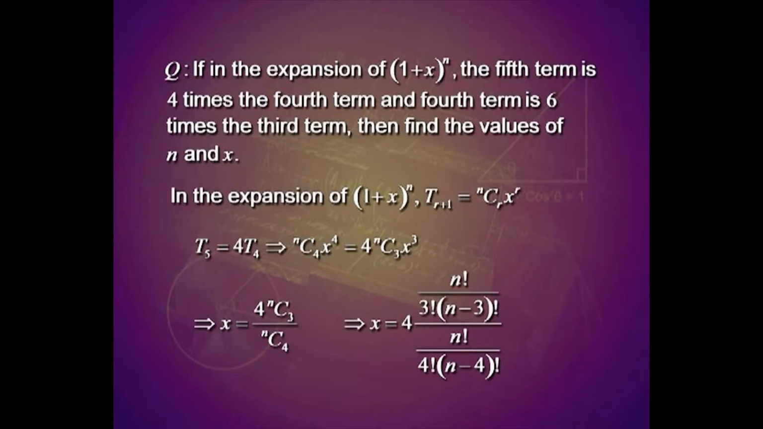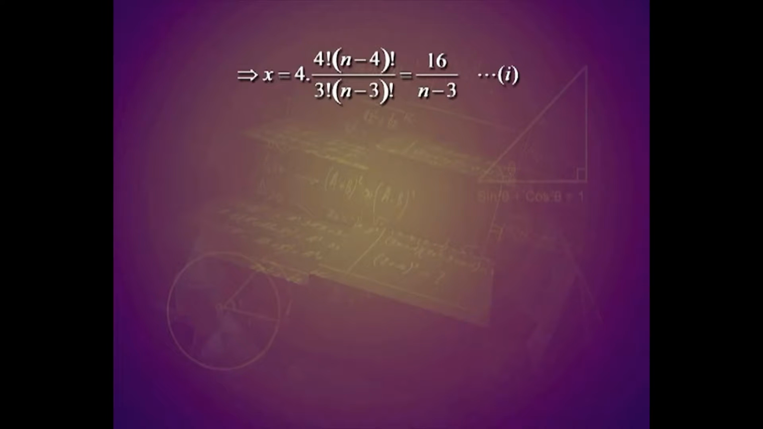If I rewrite the NC3 and NC4 in terms of factorial, there is definite simplification happening. N factorial will get cancelled. Between n minus 3 factorial and n minus 4 factorial, I expand the larger of the two, which is n minus 3 factorial, and I will end up with n minus 3 factorial cancelling out, and I am left with x to be same as 16 by n minus 3.